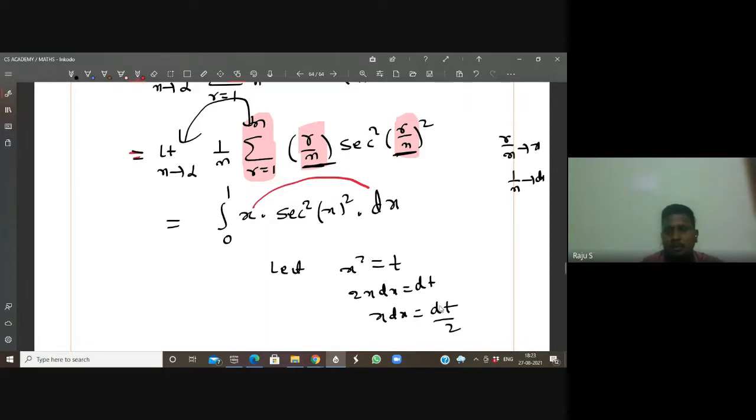Coming to the limits, when x is equal to 0, t is also 0. When x is equal to 1, t is also 1. Upper limit and lower limit cannot be changed. So integral I is equal to 0 to 1 only, secant square t, where x dx becomes dt by 2.